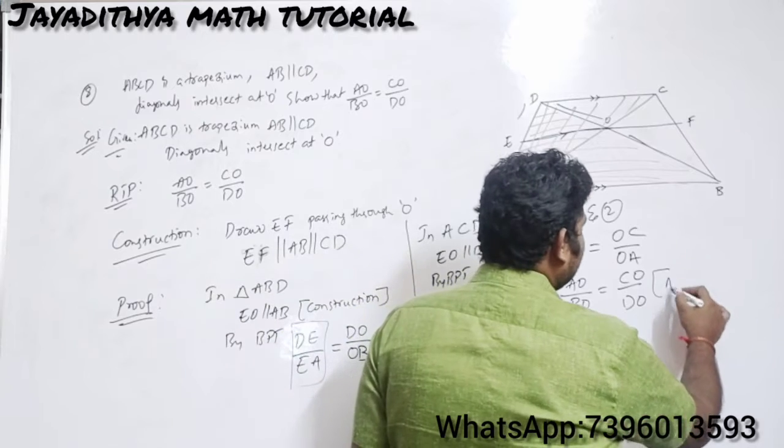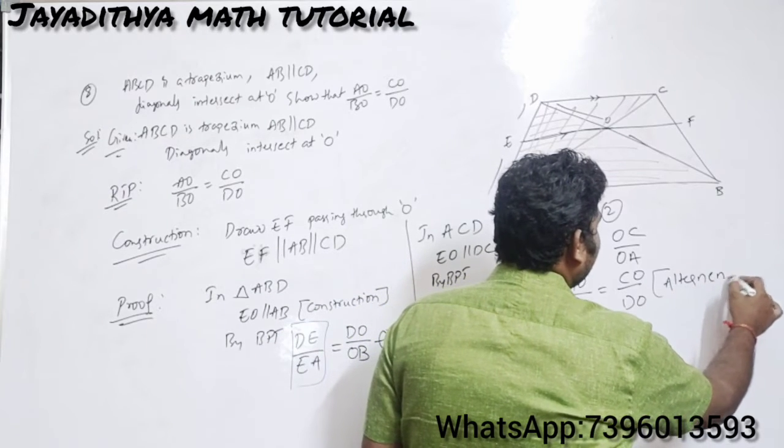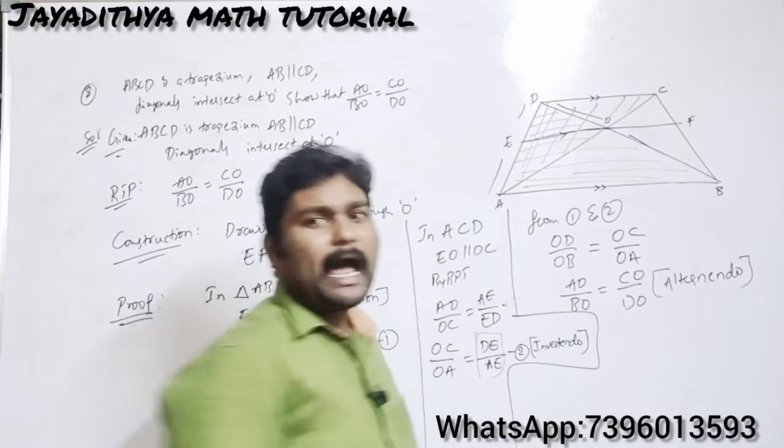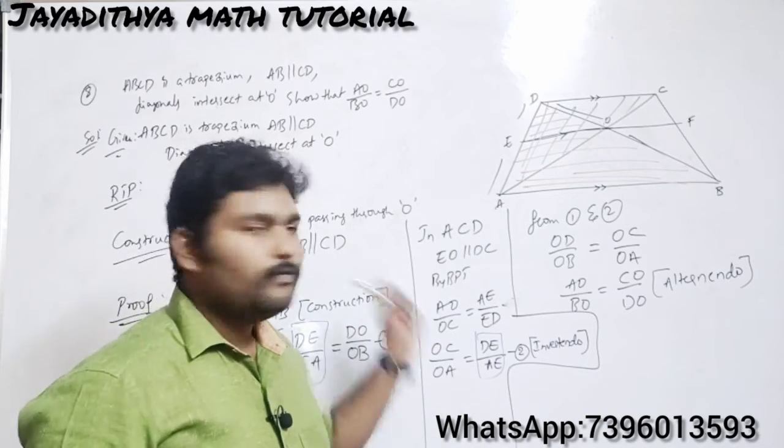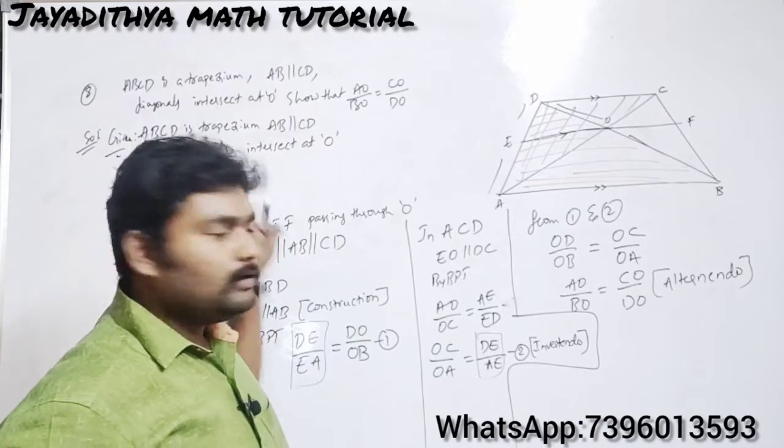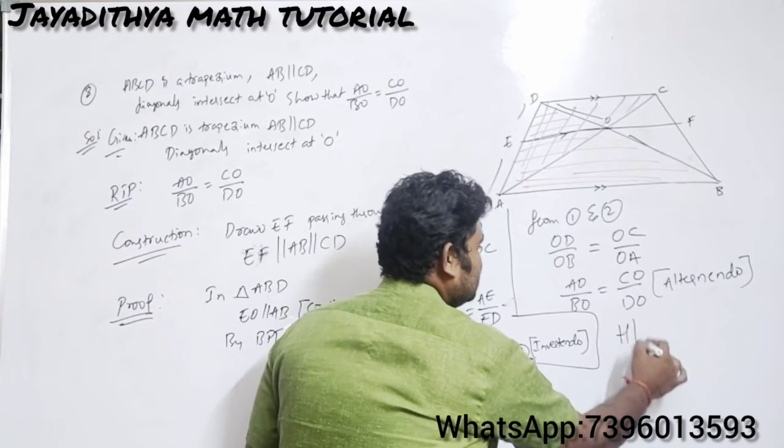What operation have I used here? This is known as alternando. So you are just alternating the sides here. So whatever proof we want, we got that one. So you can write it as hence proved.